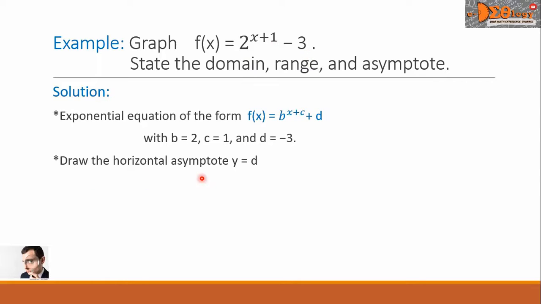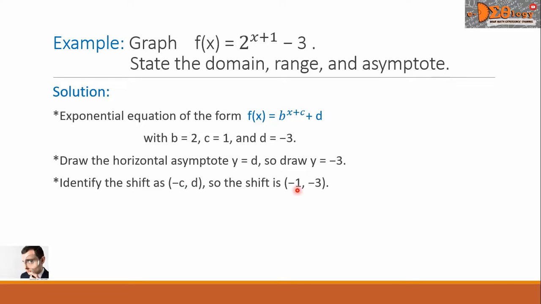We will draw the horizontal asymptote y = d. So it means this is y = -3. And then we will identify the shift as (-c, d). So the shift is (-1, -3). So we will shift the graph of f(x) = 2^x to the left 1 unit and down 3 units.